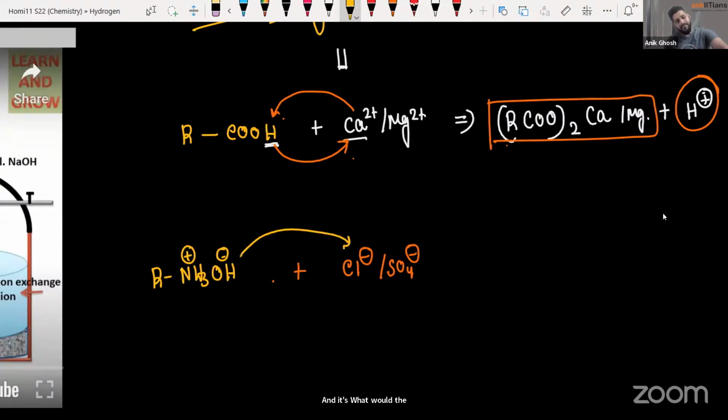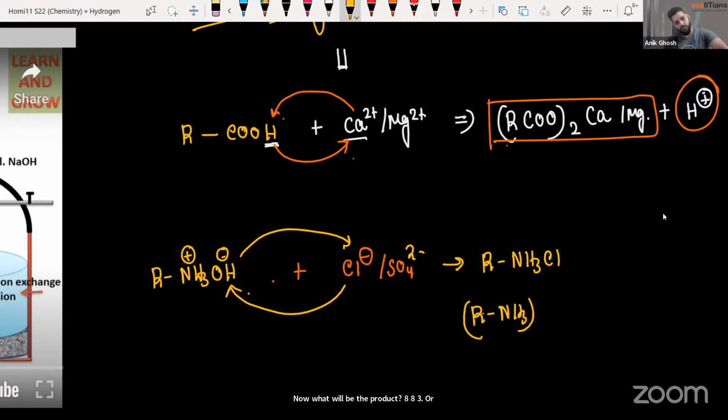They would exchange themselves with the OH minus of the resin. Now, what would be the product then? RNH3 Cl here, or RNH3 whole 2 SO4. And what would they get exchanged with? Correct. This would precipitate down. This would also precipitate down.